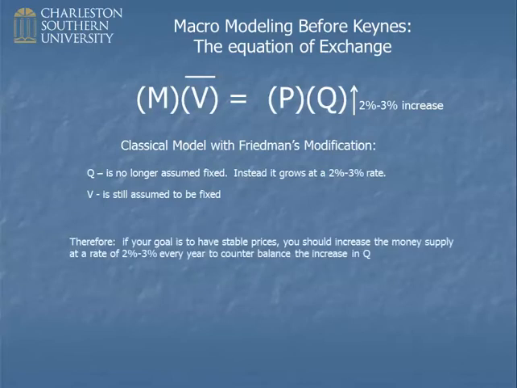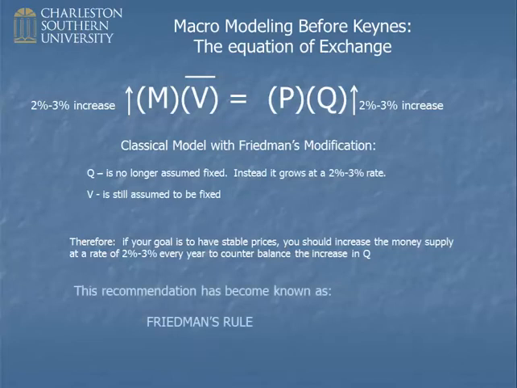So now, if your goal is to have stable prices, that is, you want this thing to stay the same, but you got Q increasing 2 or 3%, what is it that you need to do? What you need to do is you need to increase the money supply 2 or 3% a year to offset the increase in Q that's going on over here so that P will be constant. So again, if your goal is to have stable prices, that is P constant, you should increase the money supply at the rate of 2 or 3% a year every year to counterbalance the increase in Q. Now this thing that you see there has become known as Friedman's rule. He said we should just have a rule and live by this rule.